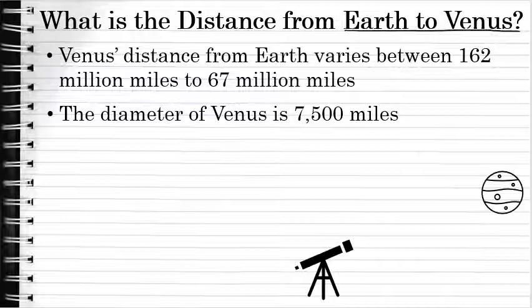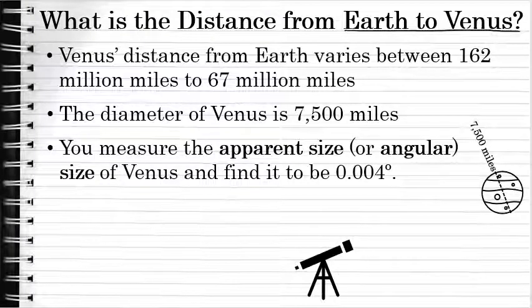The diameter of Venus will be another piece of given information that we'll use to find the current distance from Earth to Venus. This is a measure that would go directly through the middle of the planet. The diameter of Venus is 7,500 miles.